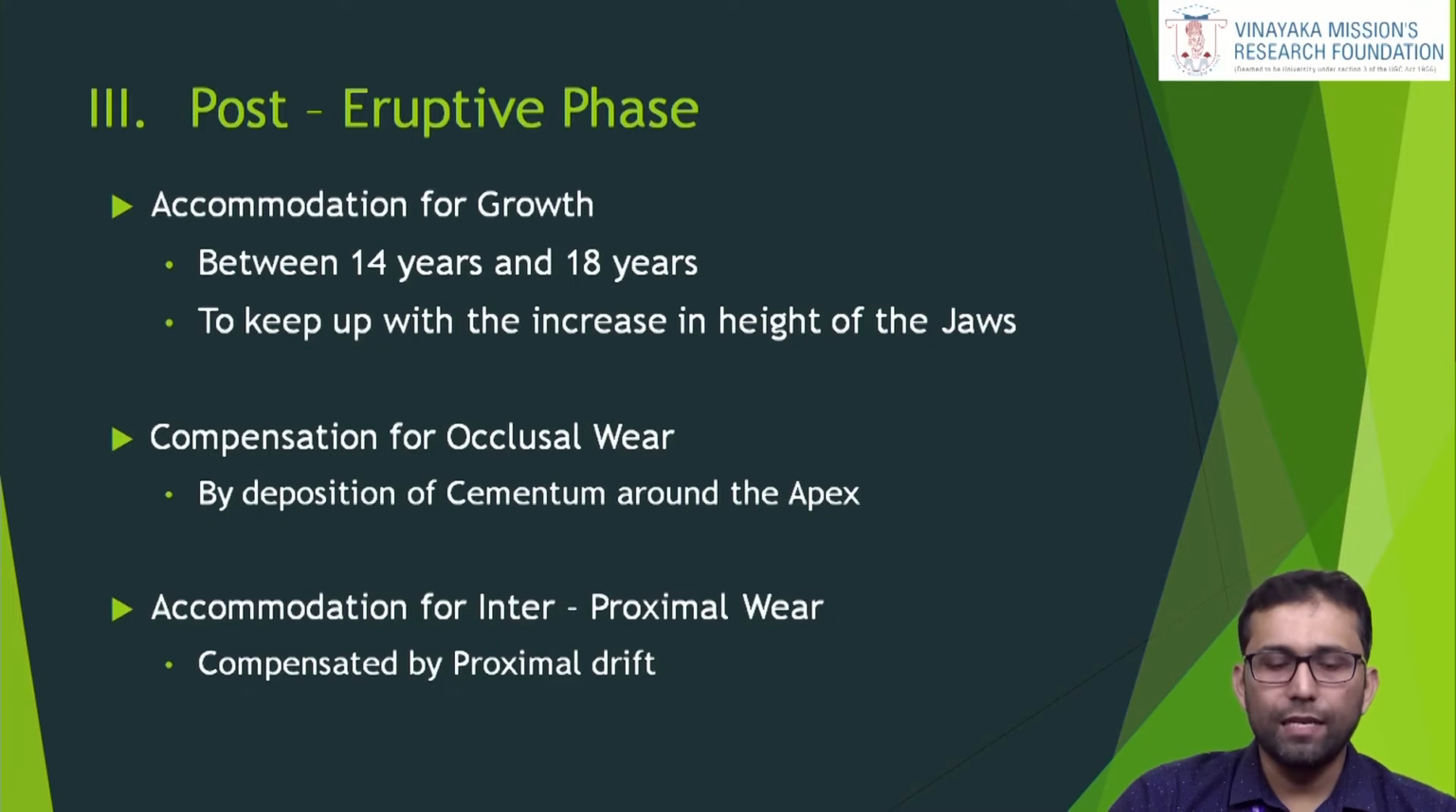So it is mainly done by the deposition of cementum in the apical region so that the tooth will maintain the occlusal wear. Next will be the accommodation for the interproximal wear. The classical example of interproximal wear is in the case of a caries, that is, a class 2 caries lesion. There will be loss of tooth structure, and this has to be compensated by interproximal movement or mesiodistal movement of the tooth, and there will be proximal drift, and this can also be considered as a post-eruptive phase movement.